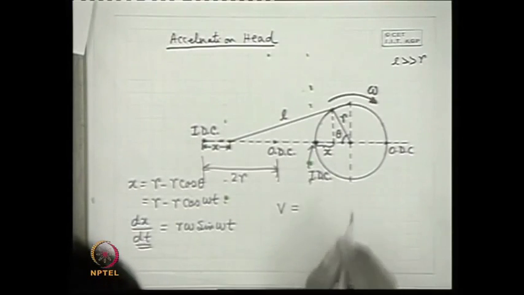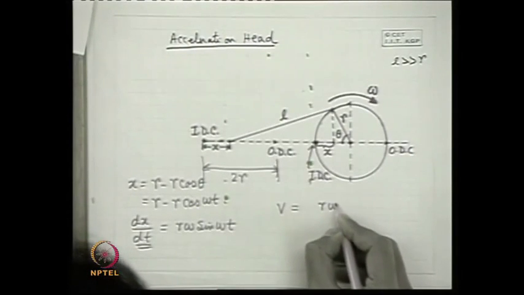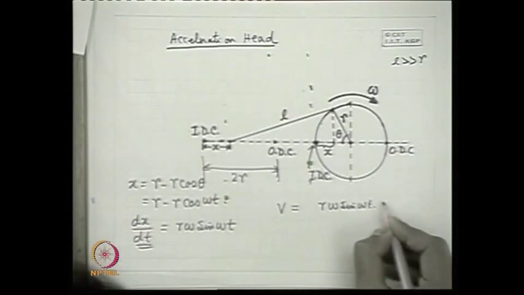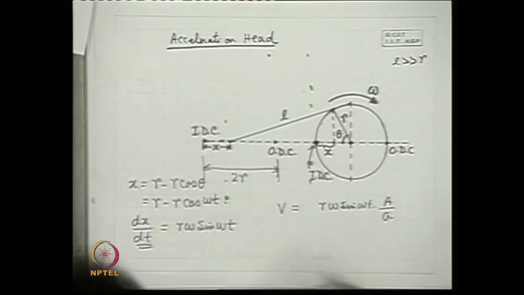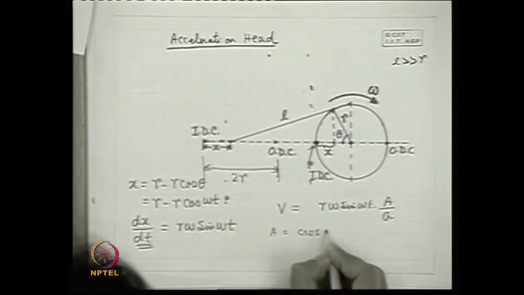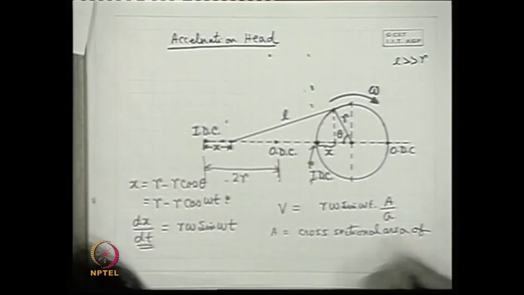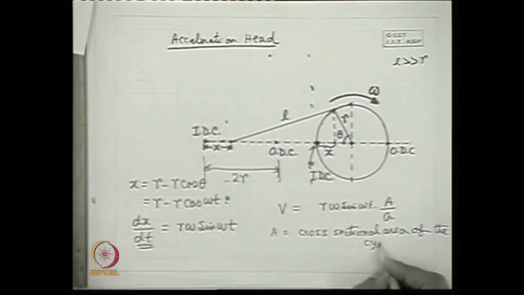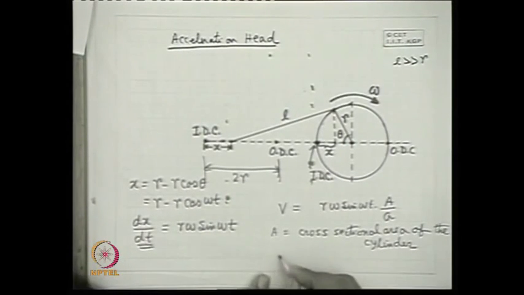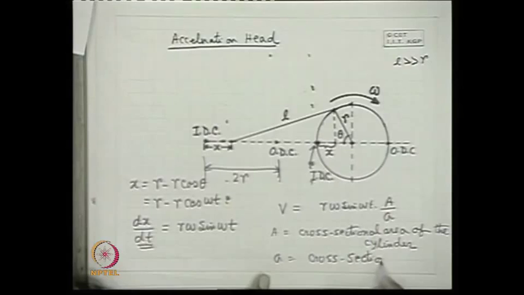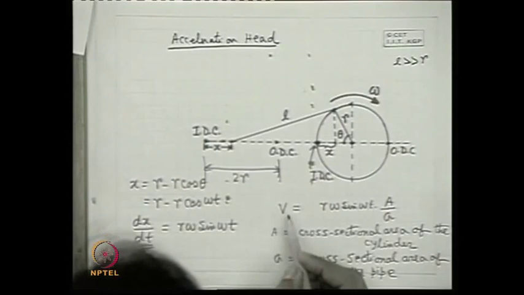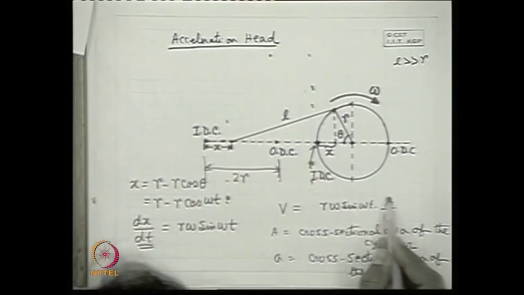Any pipe, delivery pipe or suction pipe, from continuity we can write r omega sin omega t into A by a, where A is the cross-sectional area of the cylinder, and a is the cross-sectional area of the pipe. It may be any pipe, suction or delivery pipe. So if the area of the pipe is a, then from continuity we can find out that this is the velocity of the liquid in the pipeline.